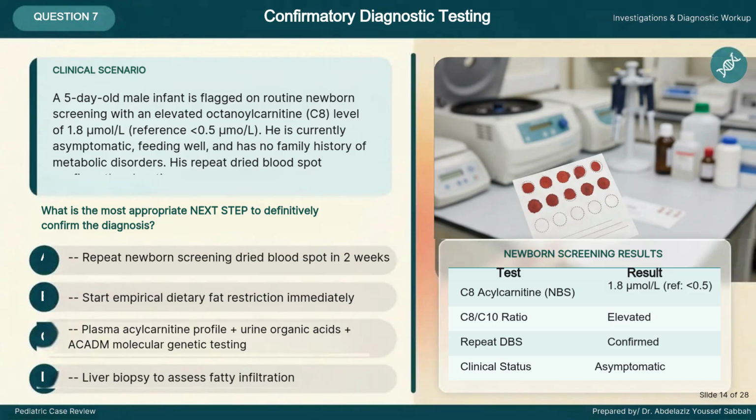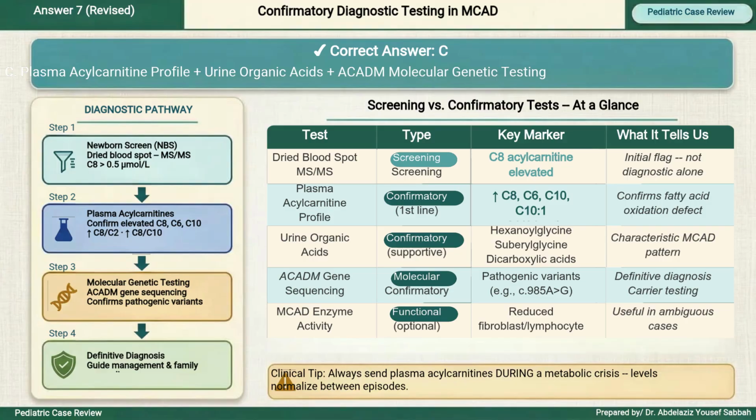Option A, repeat newborn screening dried blood spot in 2 weeks. Option B, start empirical dietary fat restriction immediately. Option C, plasma acyl carnitine profile plus urine organic acids plus ACADM molecular genetic testing. Option D, liver biopsy to assess fatty infiltration. The correct answer is option C, plasma acyl carnitine profile plus urine organic acids plus ACADM molecular genetic testing.